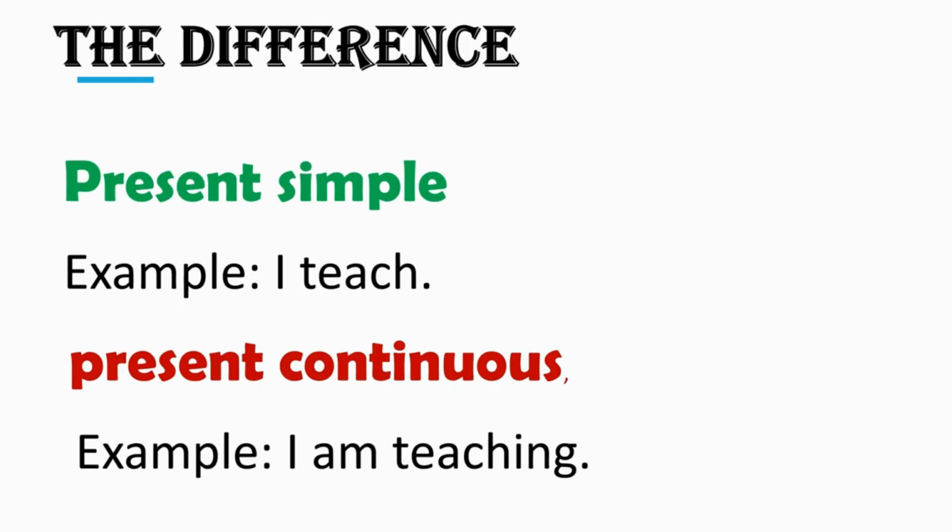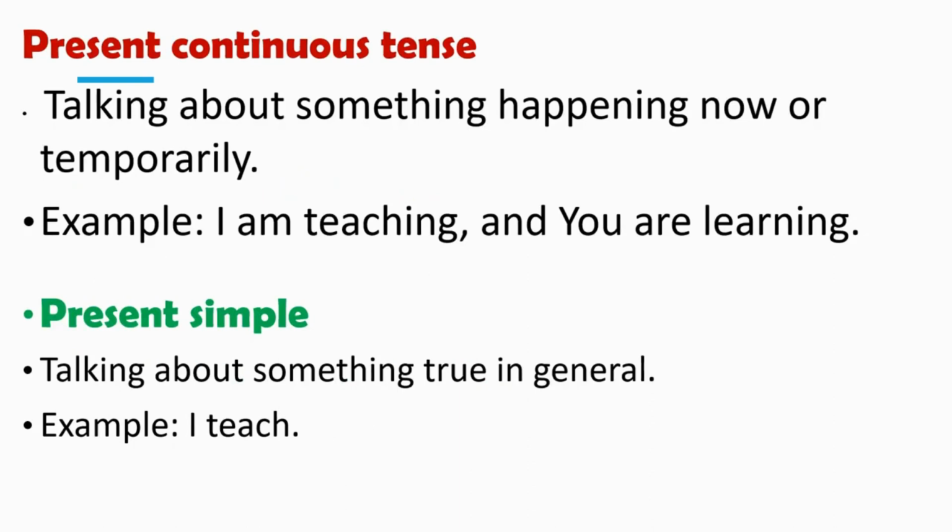I want to give you a little overview so you understand the fundamental difference between these two simple tenses. For example, in the present simple, we would say, I teach. And in present continuous or progressive, we would say, I'm teaching. So, what's the difference between these two sentences? The difference is when we say, I'm teaching, which is present continuous or progressive tense, it means we are talking about something happening now or temporarily.